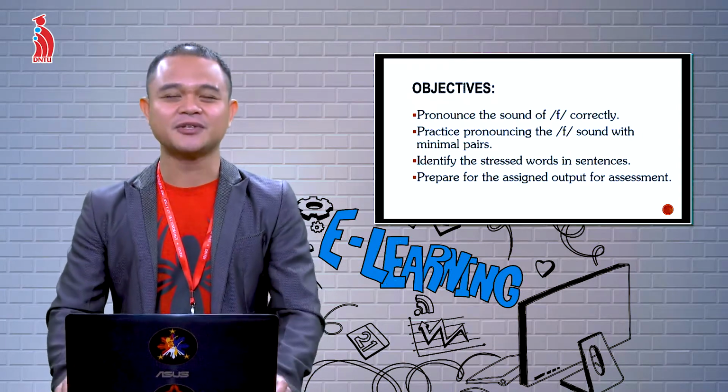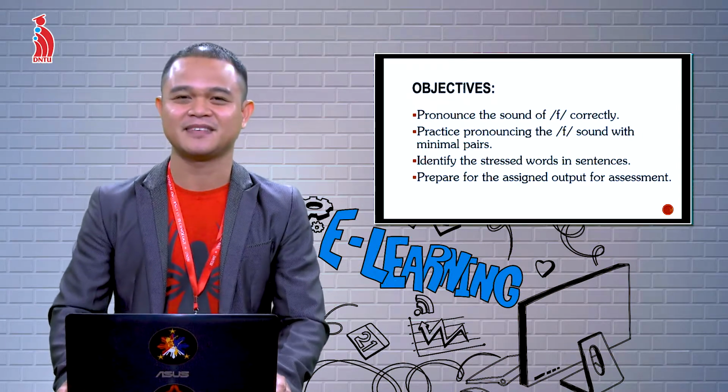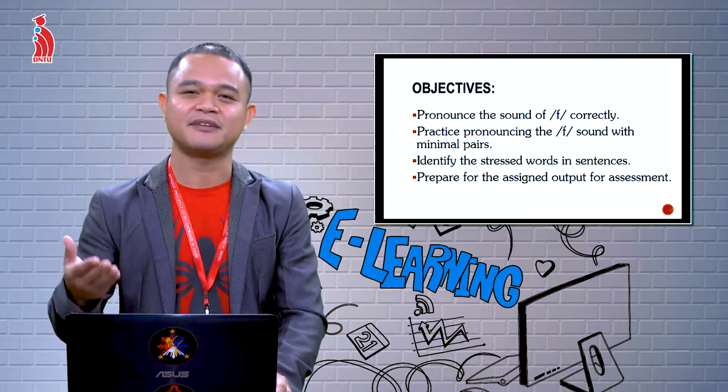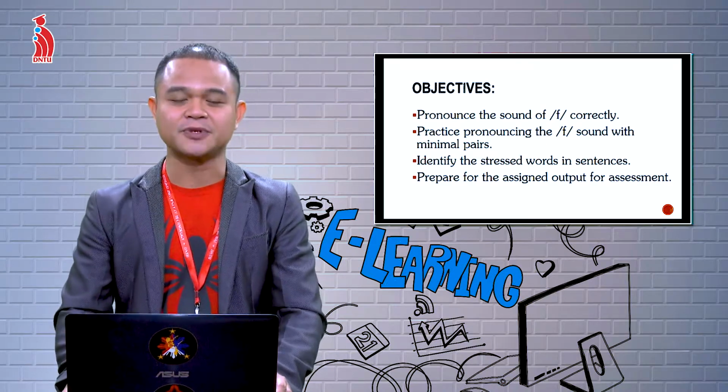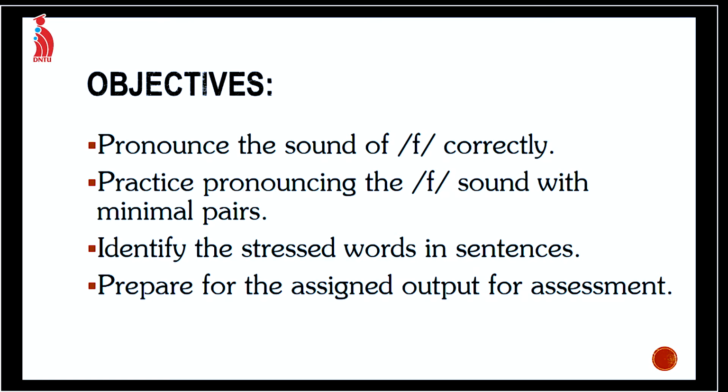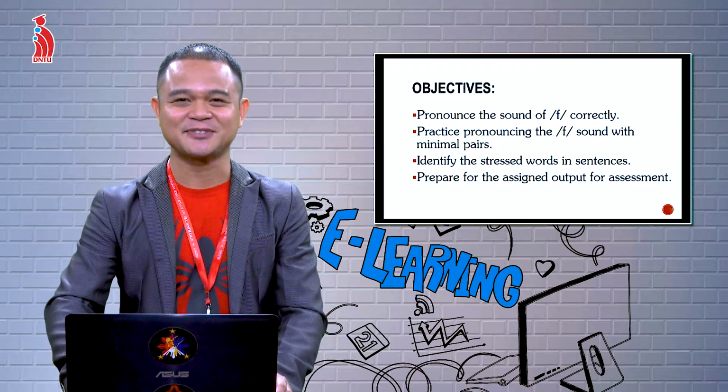So today we are going to have objectives. At the end of the lesson, we can meet these objectives. Number 1, we are going to pronounce the sound of F correctly. 2, practice pronouncing the F sound with minimal pairs. 3, identify the stressed words in sentences. And 4th, prepare for the assigned output for assessment. So are you guys ready?